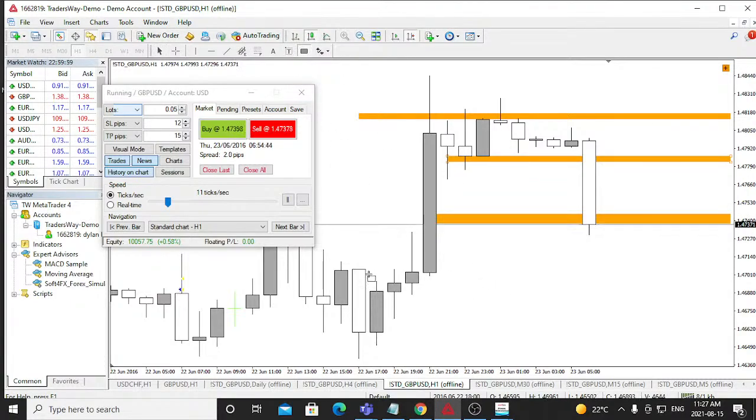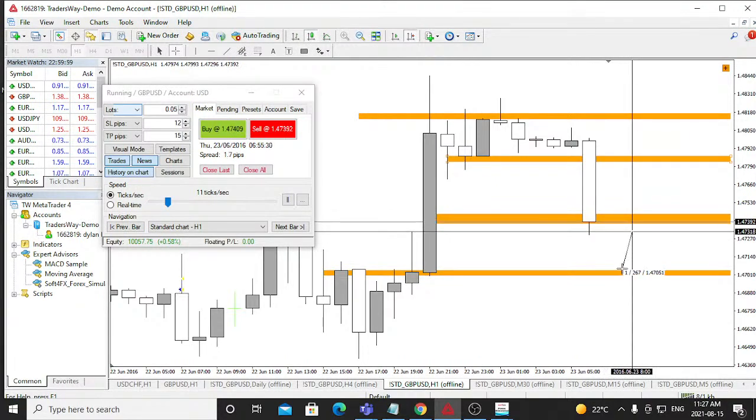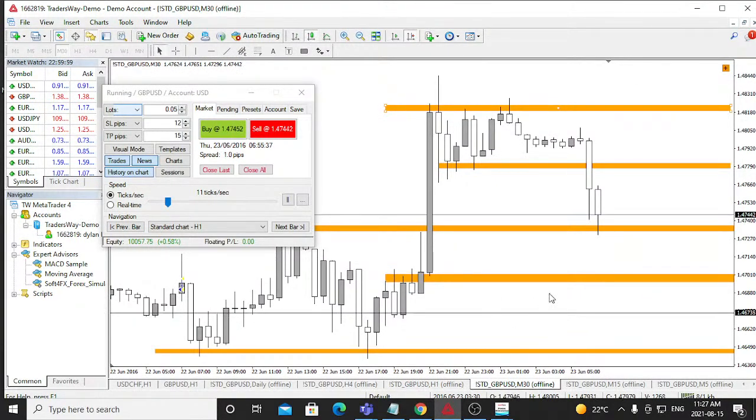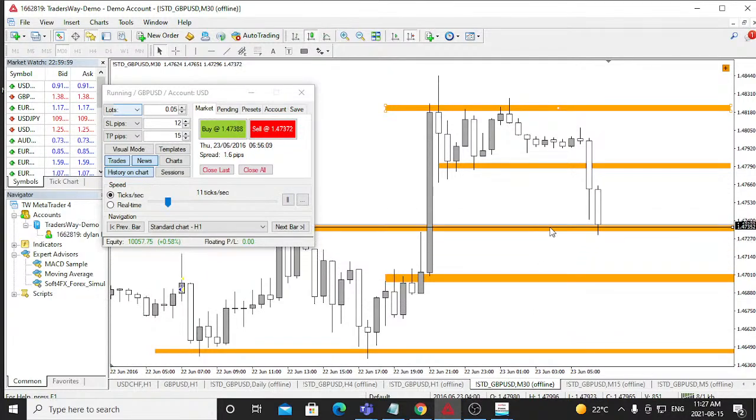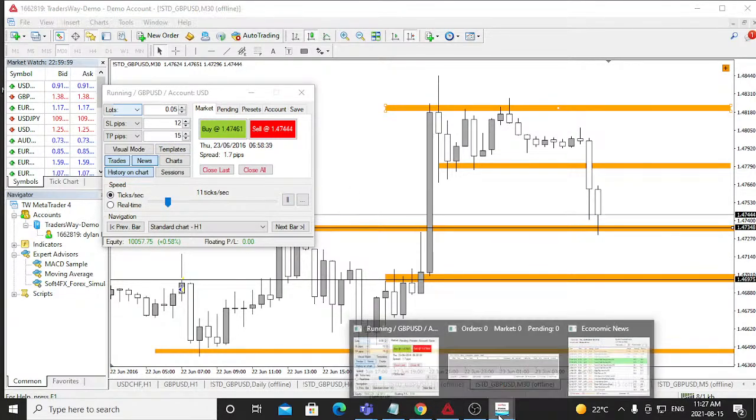Let's see, about 30 pips. Yeah, about 30 pips. Okay. So if I win this trade, I win about $15. If I lose this trade, I lose about $5. If I take it, I'm not even in it. I'm not in anything right now.